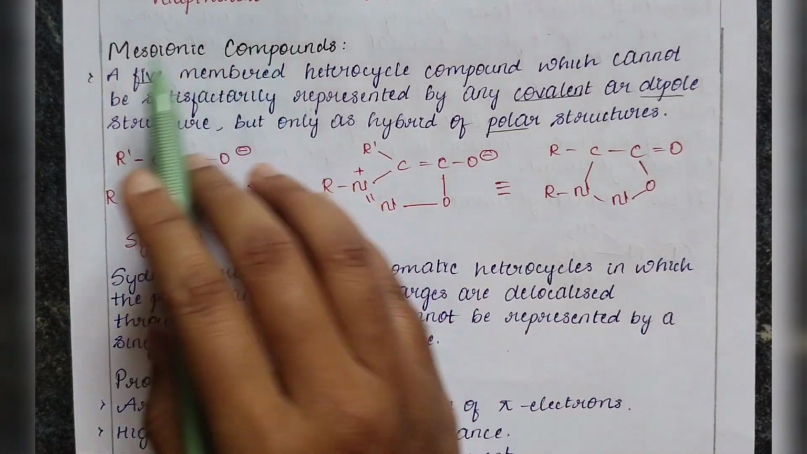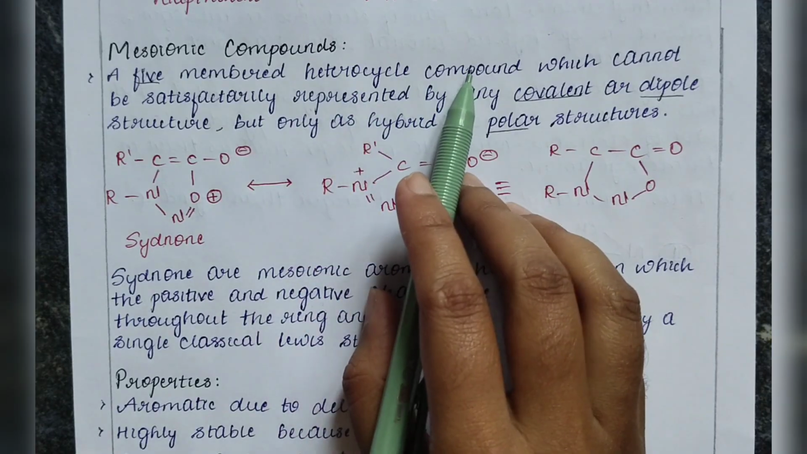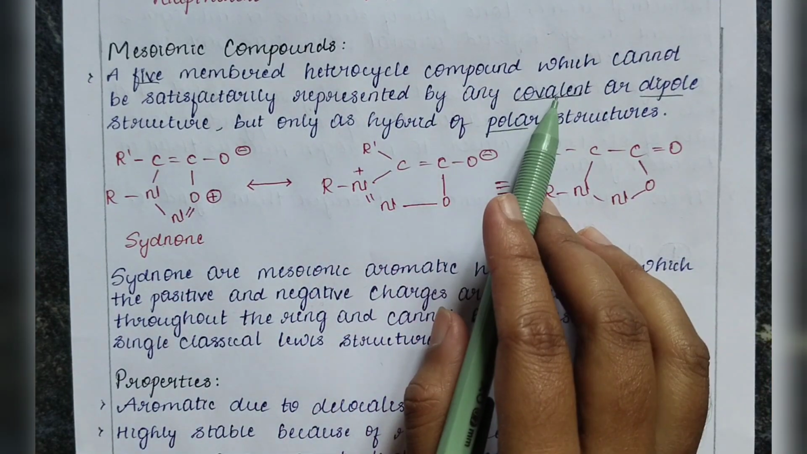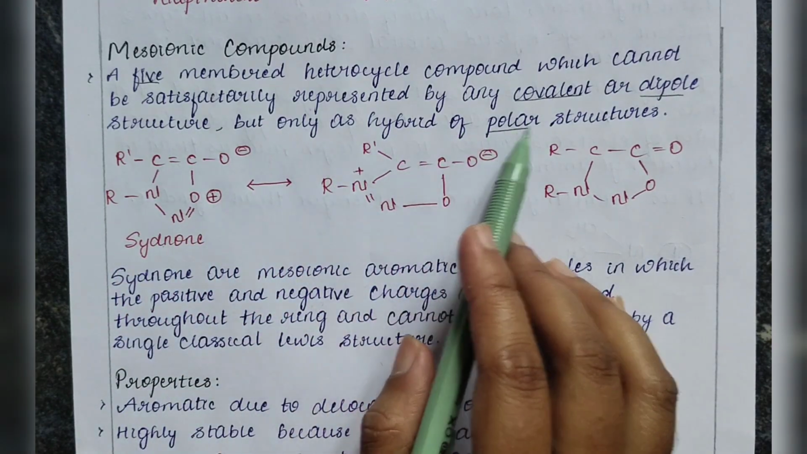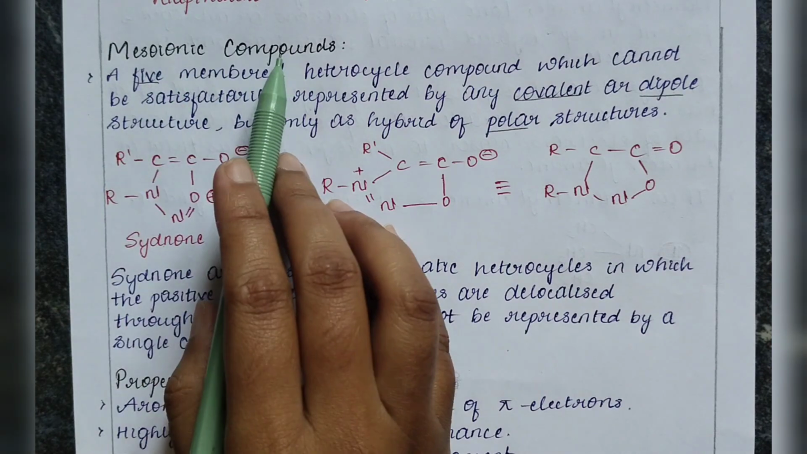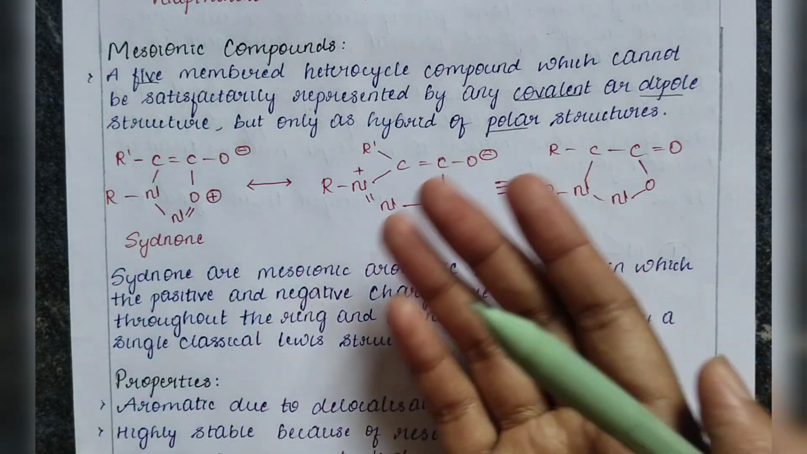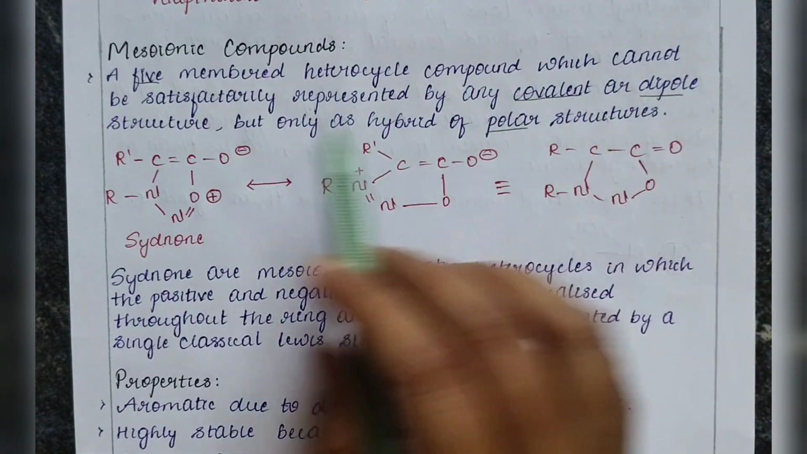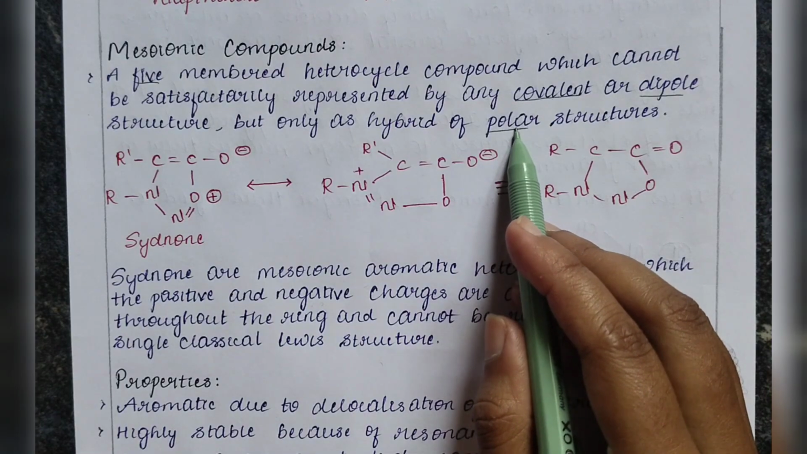The next one is mesoionic compound, a five-membered heterocyclic compound which cannot be satisfactorily represented by any covalent or dipolar structure but only as a hybrid of polar structures. Such compounds are called mesoionic compounds. So these are usually five-membered compounds which cannot be satisfactorily represented by any covalent or dipolar structure, but they can be represented as a polar structure.